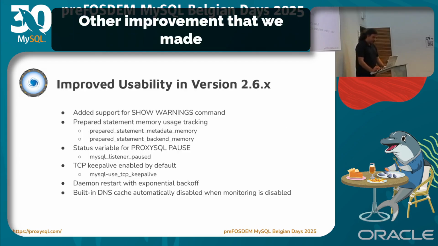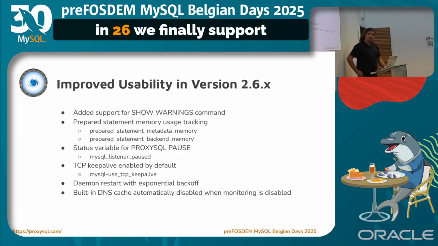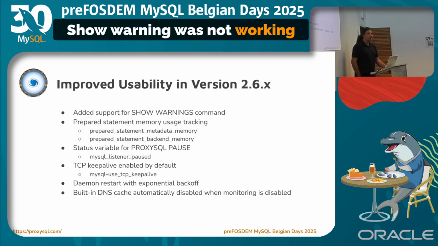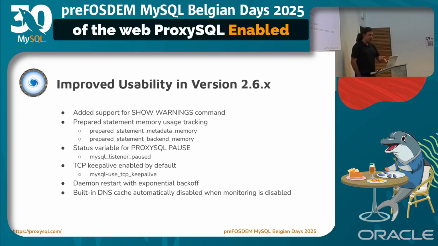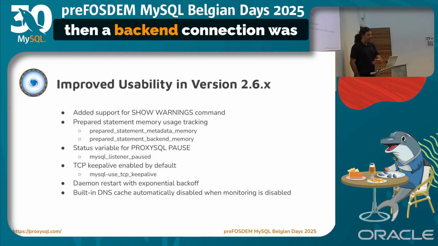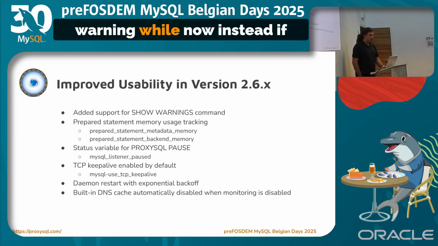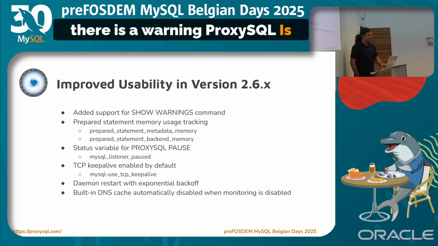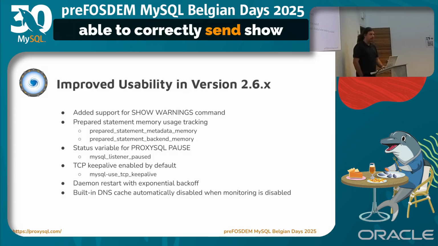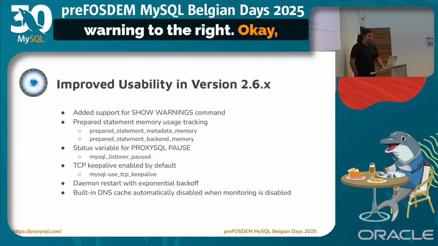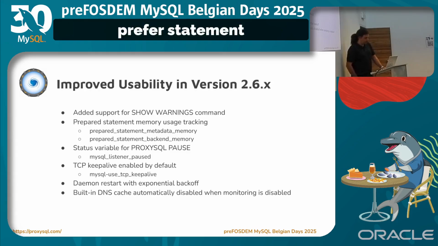Okay. Another improvement that we made in 2.6: we finally support SHOW WARNINGS properly. Warnings were not working properly previously, because of the way ProxySQL enabled multiplexing. Once a query was executed, the backend connection was made available for another client, and ProxySQL was intentionally forgetting all the warnings. While now, if there is a warning, ProxySQL is able to correctly send SHOW WARNINGS to the right backend.